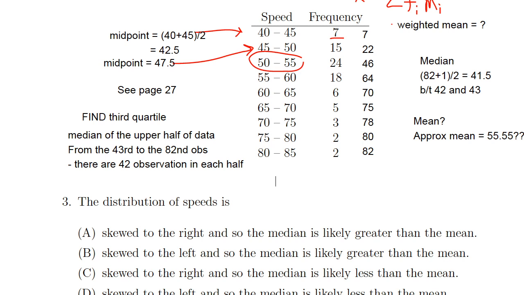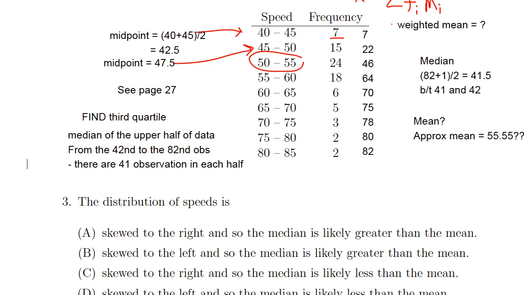So halfway, 82 plus 1, 83. 83 divided by 2 is between, I wrote it wrong here, that's why. Between 41 and 42 observation. Anyway, it's still in that class. I just wrote that wrong. Okay, so it's between the 41st and 42nd. So from the 42nd to the 82nd observation, each half has 41 observations in it, right?